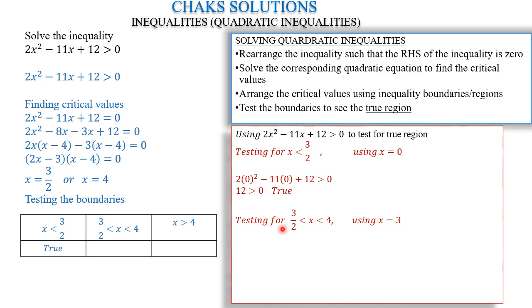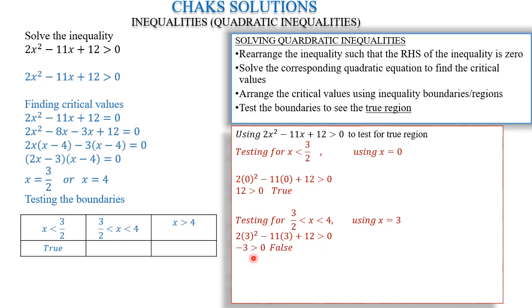So this one we are testing for 3 over 2 less than x less than 4. So we look for a number which is between 3 over 2 and 4 here. So the number is 3. So we place 3 into this inequality here. So you can see it's 2 open brackets 3 squared minus 11 times 3 plus 12 greater than 0.